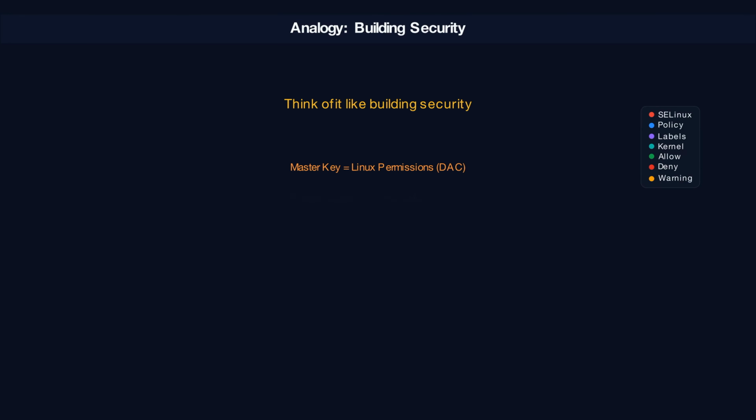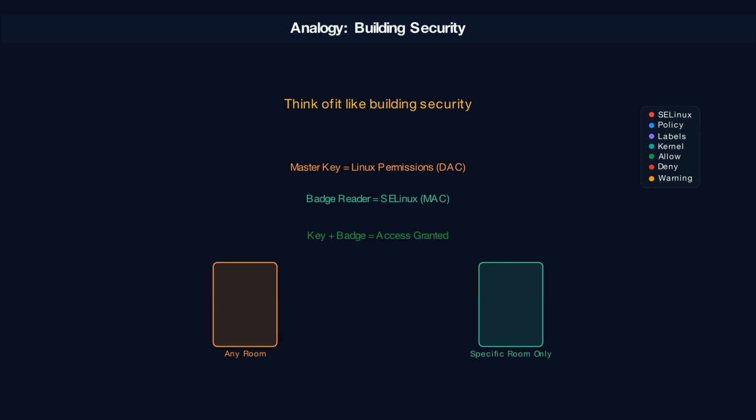Regular Linux permissions are the master key. If you have it, you open any door. SELinux adds a badge reader on top. Even with the key, you also need the right badge for that specific room.